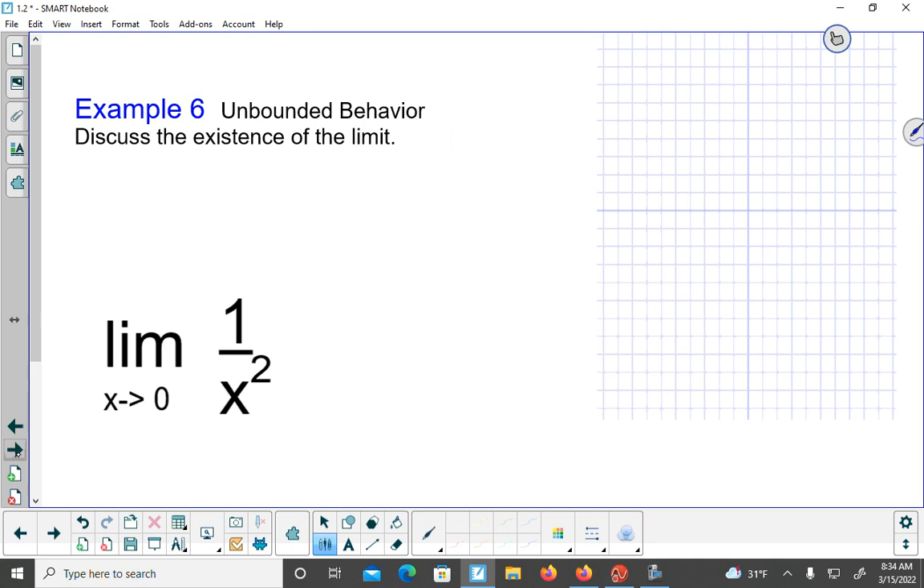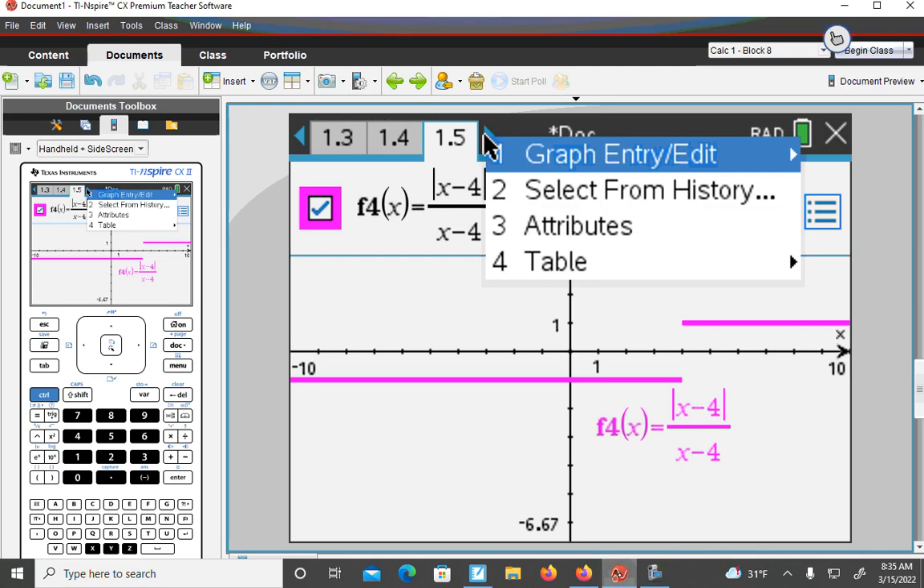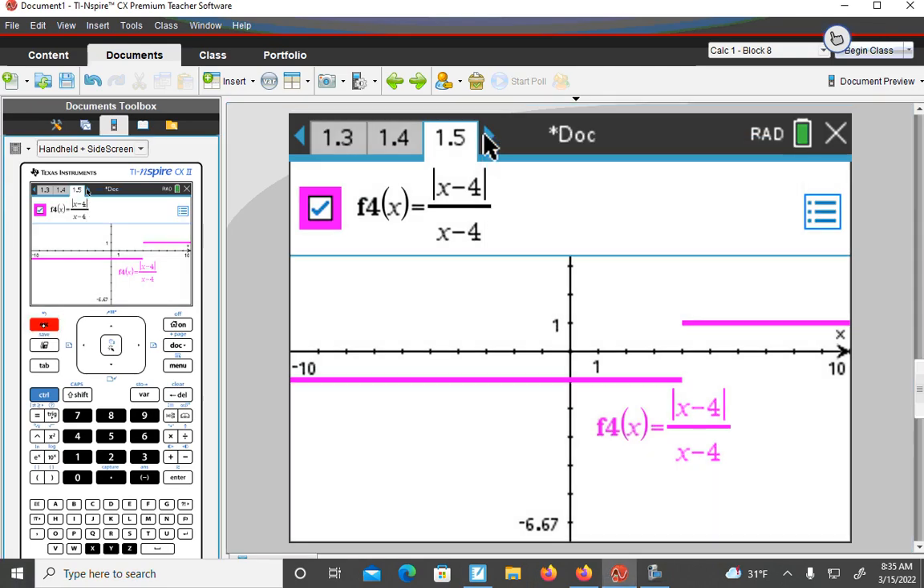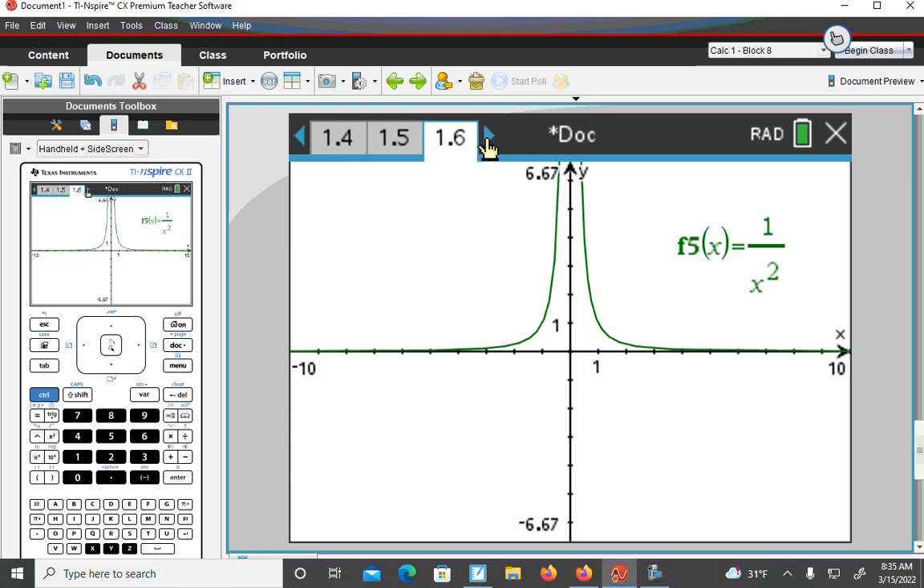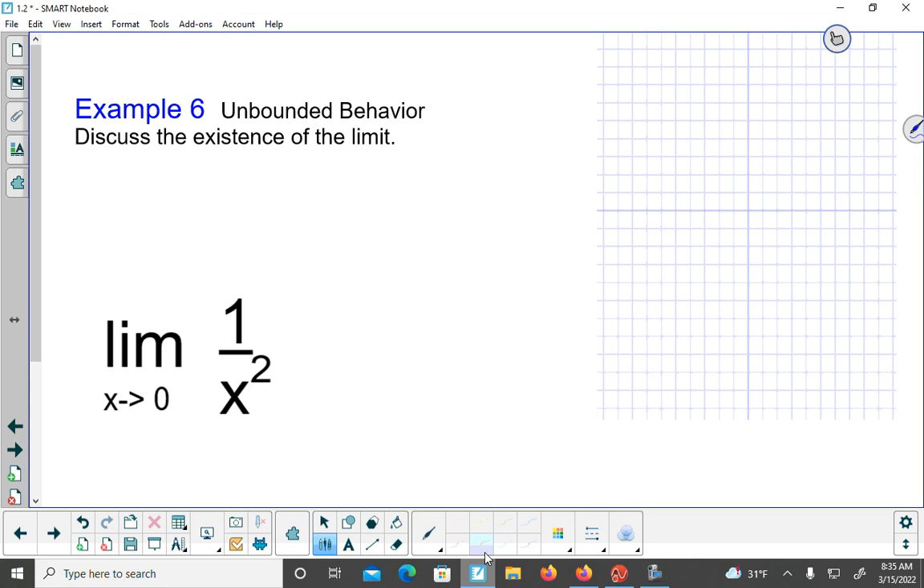Again, if I graph this, I have the limit as x approaches 0 of 1 over x squared. I know I can't put that 0 in because I will be dividing by 0. It's undefined at that point. When I go to look at that graph, I get something that looks like this. So if I do that menu trace, graph trace thing that we like to do, I'm approaching 0 from the left and from the right.